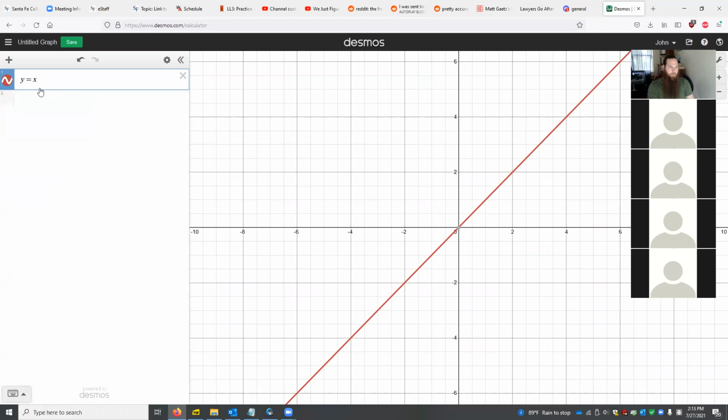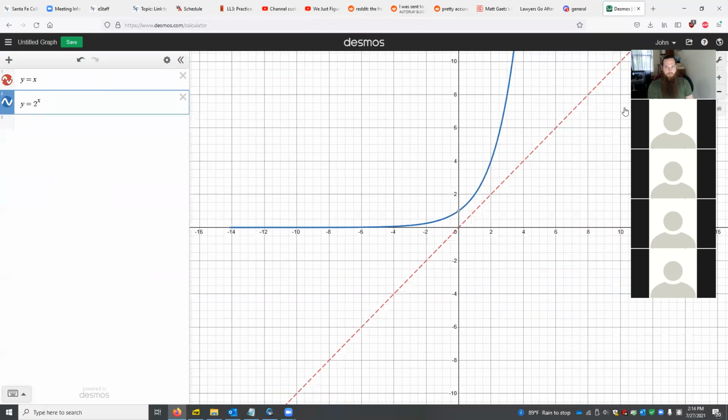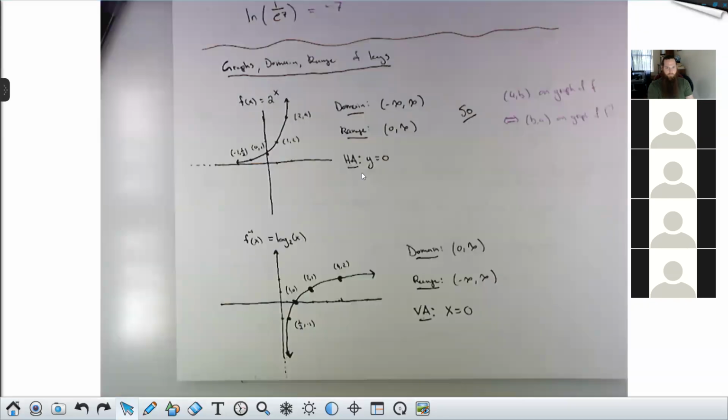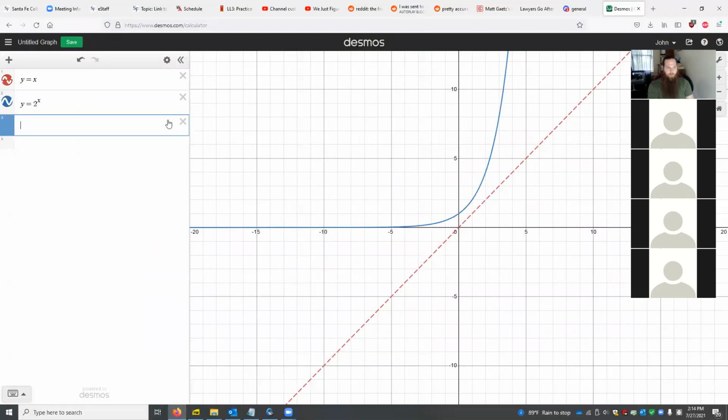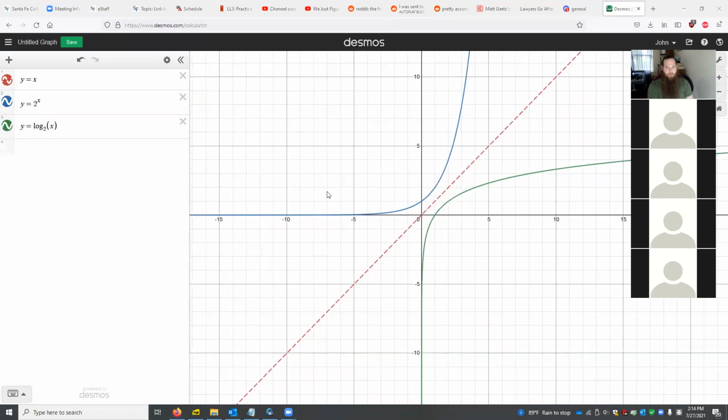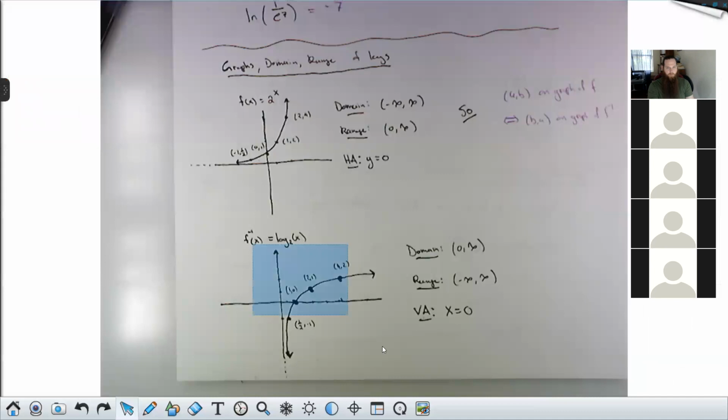I'm going to start with the line y equals x, and I'm going to put that in dotted. y equals 2 to the x. That's the graph we started with. And you see, yeah, looks like this. y equals the base 2 log of x. Looks like that. Now that's what we have here.